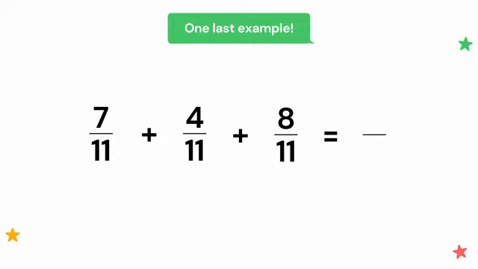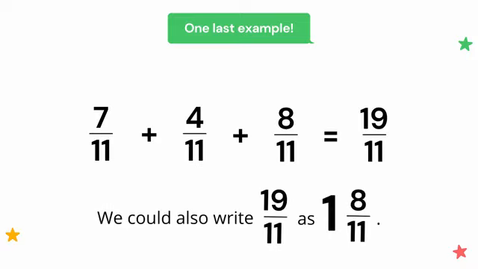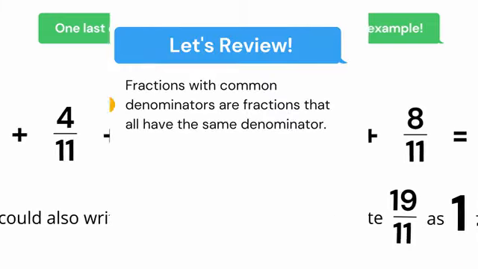First, let's set up the denominator of our answer. Because the denominator in all the fractions we're adding is 11, the denominator of our answer will also be 11. Just like in the first example, we'll add the numerators together. 7 plus 4 plus 8 is 19. Our answer is 19/11. Because 19/11 is an improper fraction, we could also change it into a mixed number. 19/11 as a mixed number would be 1 and 8/11, since 11/11 gives us 1 whole, and then we'll have 8/11 left over.